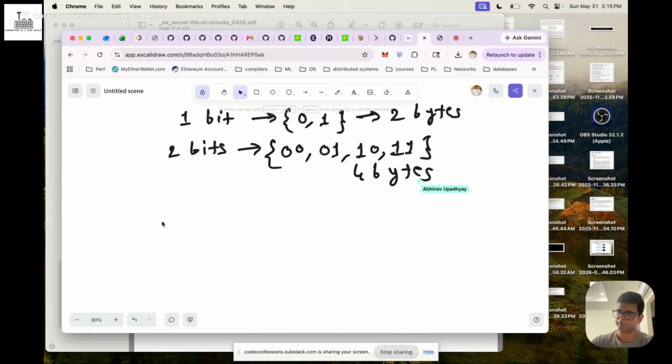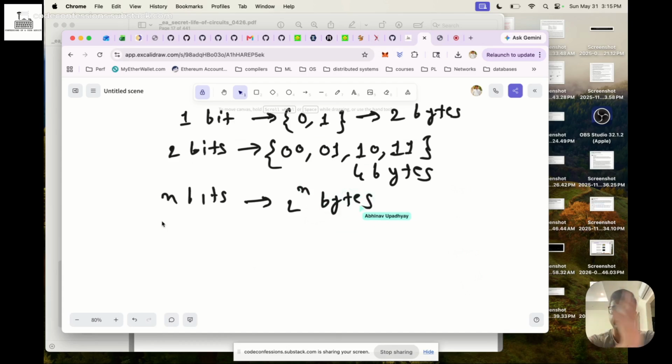Now, in the general case, if your virtual address is n bits, you can get the idea. The virtual address space will be 2 to the power n bytes. So that is the general formula. If your virtual address is n bits wide, then your virtual address space will be 2 to the power n bytes. Now let's talk about real hardware.